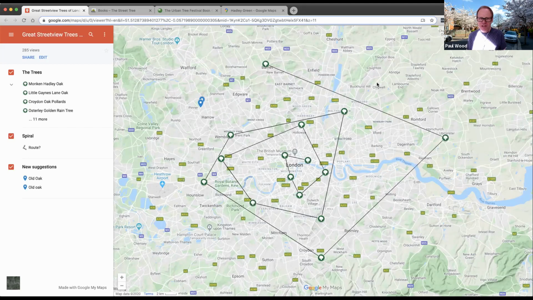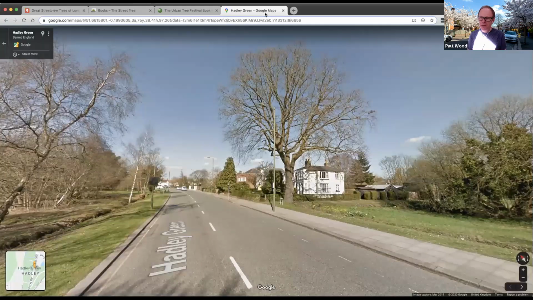And it shows the trees which I'm going to talk about, starting with the first one, which is Hadley Green, way up in the very north of London. And this is a tree that I wrote about in London is a Forest. It's right on the edge of Barnet and pretty much marks the end of London, where London meets Hertfordshire. It's on the A1000, which is the road to St Albans.